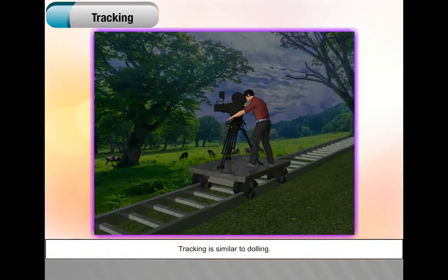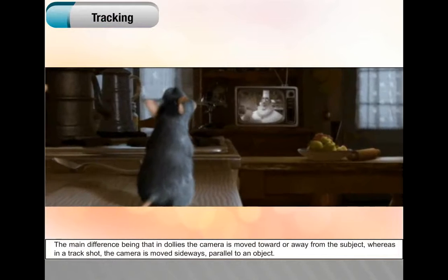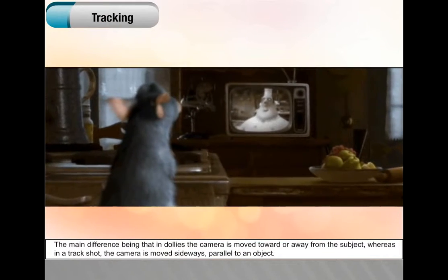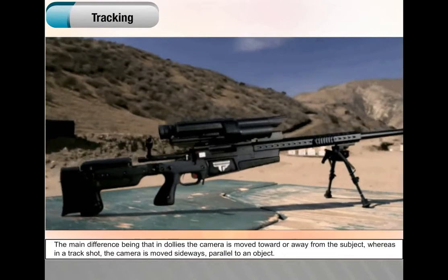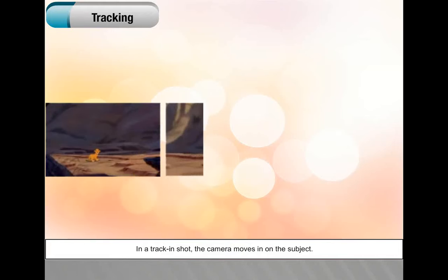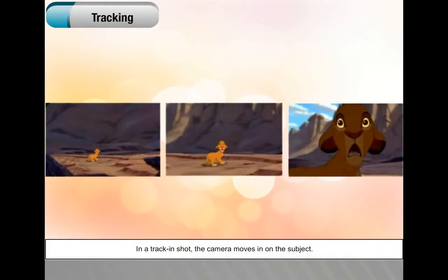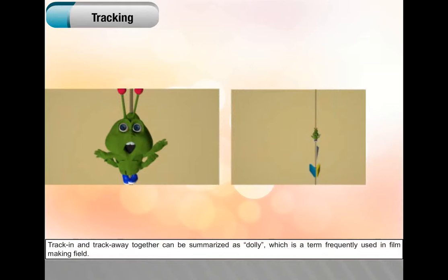Tracking. Tracking is similar to dollying. The main difference being that in dollies, the camera is moved toward or away from the subject, whereas in a track shot, the camera is moved sideways parallel to an object. In a track-in shot, the camera moves in on the subject. Track-in and track-away together can be summarized as dolly, which is a term frequently used in filmmaking field.